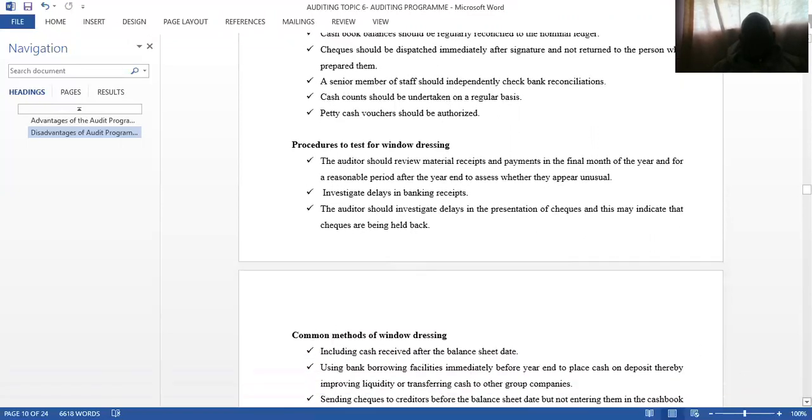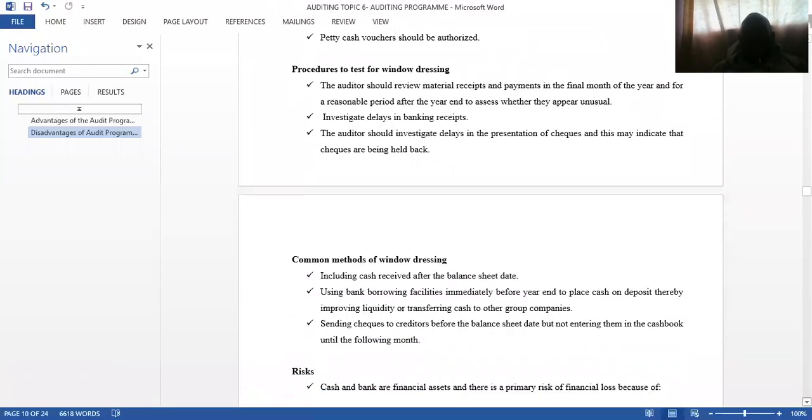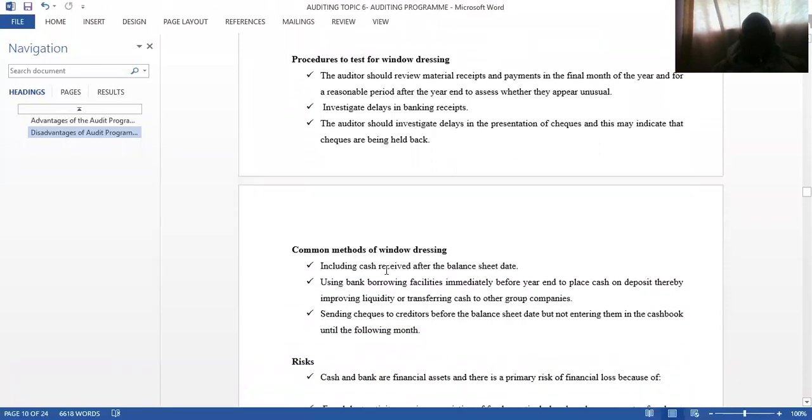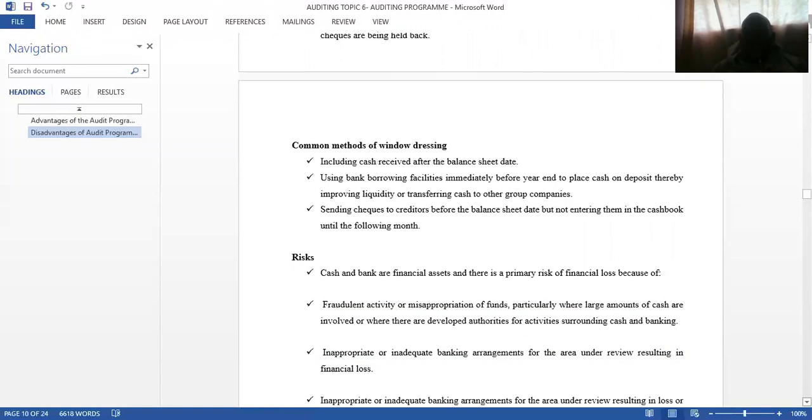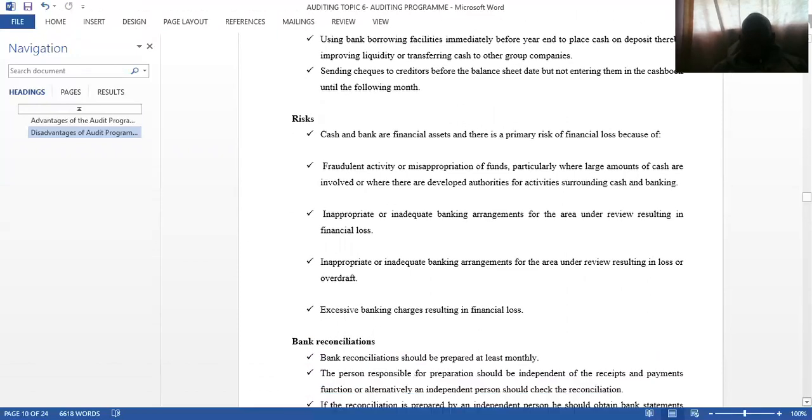After noting that, it is worth noting the common methods of window dressing, including cash received after the balance sheet date, that is after the year end; using bank borrowing facilities immediately before year end to replace cash or deposits, thereby improving liquidity; or transferring cash to other group companies. Sending checks to creditors before the balance sheet date, but not entering them in the cash book until the following month. All these are meant to address the risks that are faced in handling cash.